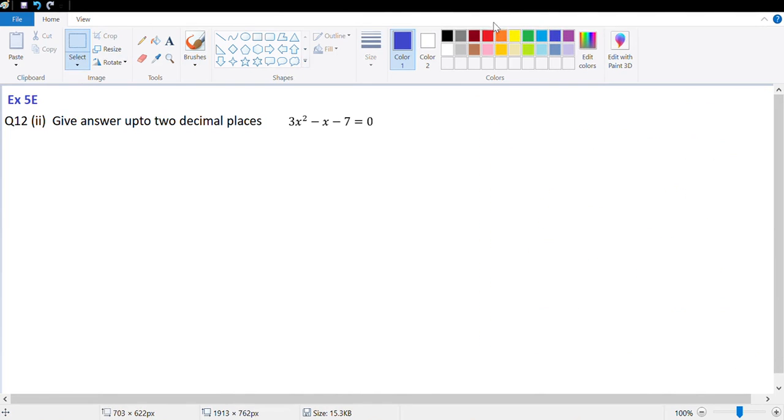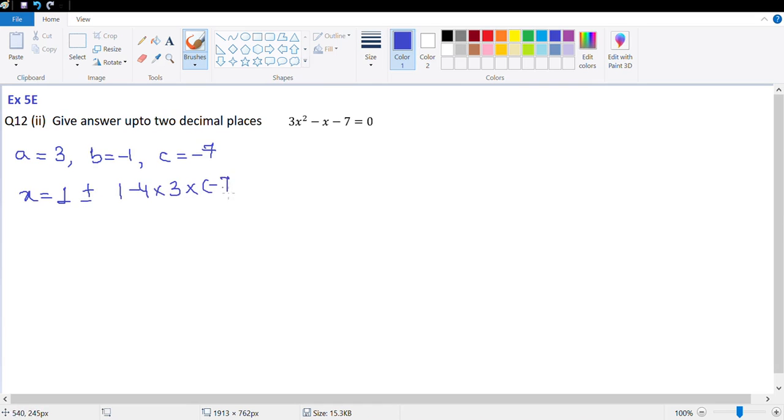So the first one we're doing is question number 12, part 2. It says give answer correct up to 2 decimal places. So let's put it in the formula. A here is 3, B is negative 1, and C is equal to negative 7. Let's substitute. So we get x is equal to negative b, which is 1, plus minus the square root of b squared, which is 1, minus 4 into 3 into negative 7, upon 2 into a, which is 2 into 3.